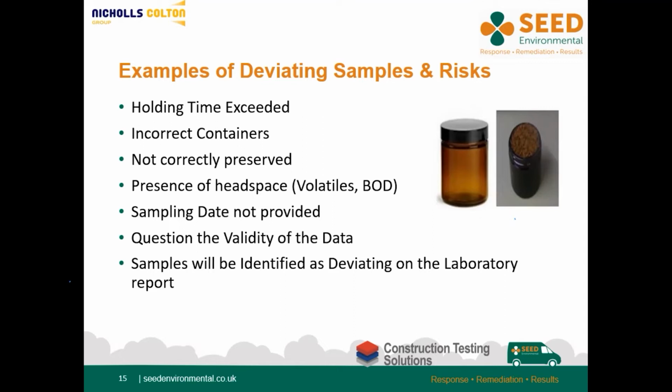There are also risks associated with your samples being marked up as deviating. If your samples are marked as deviating, they may be questioned by the regulator. If you are using samples as part of litigation or due diligence, it can cause difficulties. Then there are cost implications if resampling is required. And of course, there's duty of care.